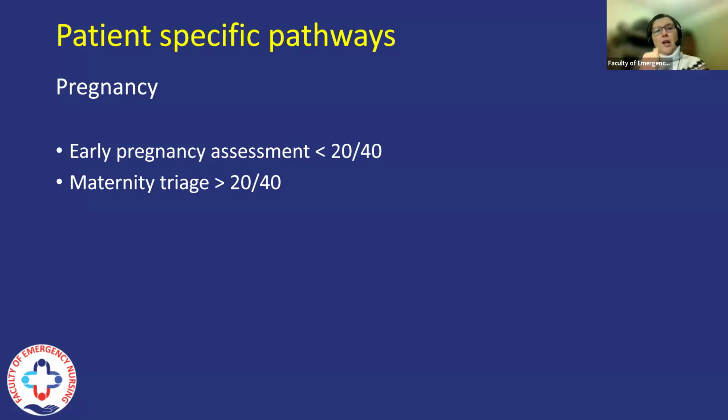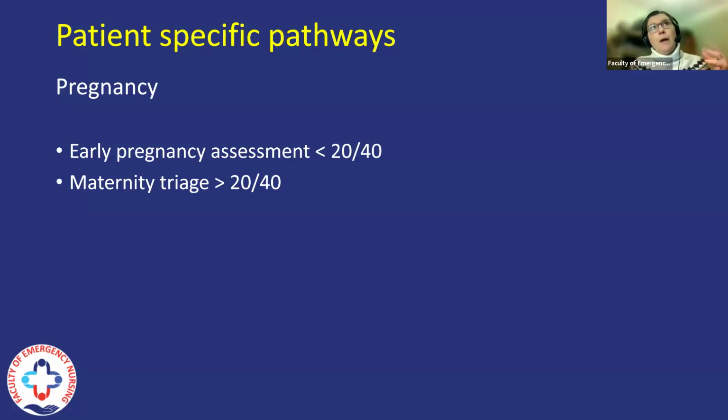Because early pregnancy assessment will usually take people who have a pregnancy of less than 20 weeks. Why is that important? Because a pregnancy of less than 20 weeks is not going to survive birth. So it would be a non-viable fetus if it was born, or delivered, whichever way you like to look at it.